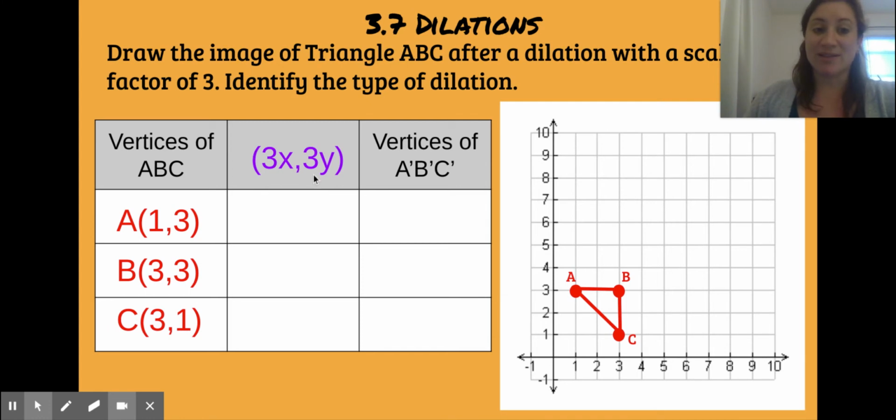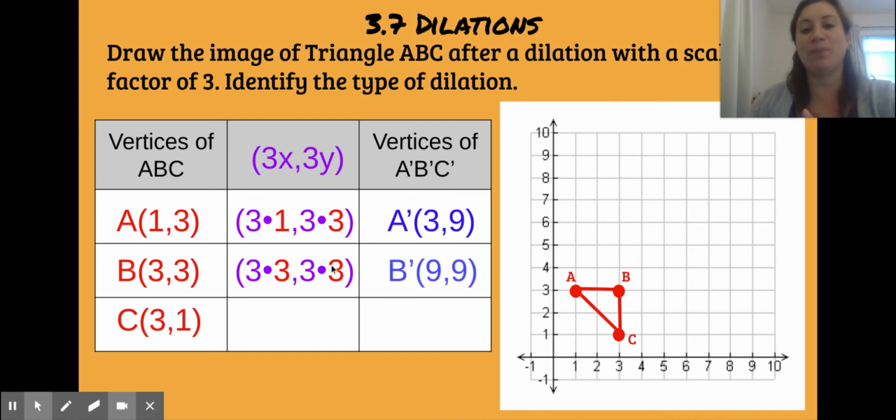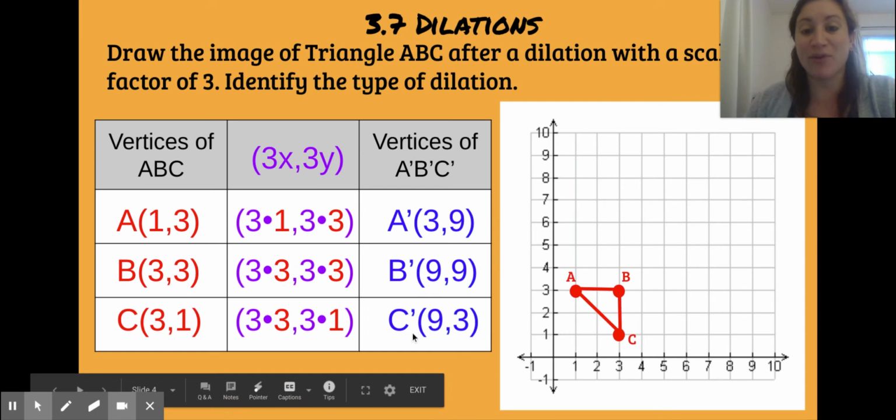to make the bigger coordinates. So what you do is you take the original coordinate, 1, 3, and you multiply each value by 3 to get the new coordinate, which would be A prime is now 3, 9. B, we're going to multiply 3 and 3 by 3. So 3 times 3 is 9. 3 times 3 is 9. So B prime is 9, 9. And C prime is going to be where we take 3, 1, and we multiply the x and the y by 3 to make 9, 3.